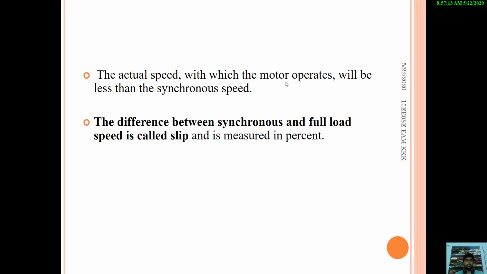The actual speed with which the motor operates, that is the rotor speed, will be less than the synchronous speed. The difference between the synchronous speed and the full load speed is called slip, and it is measured in percentage. Slip is calculated by subtracting the full load speed from the synchronous speed, that is, synchronous speed minus full load speed gives the slip speed.